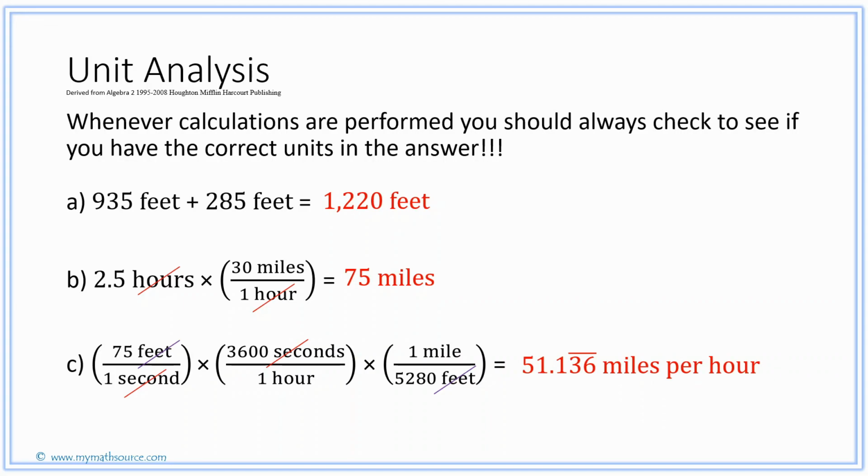51.136, and that 36 is repeating. It's a repeating decimal, forgive me there. It's a repeating decimal only on the 36 part. So that line only goes above the 36, not the 1. And so our answer there is 51.136 miles per hour. Now, I should say approximately, forgive me for that, but make sure you put the approximation sign.